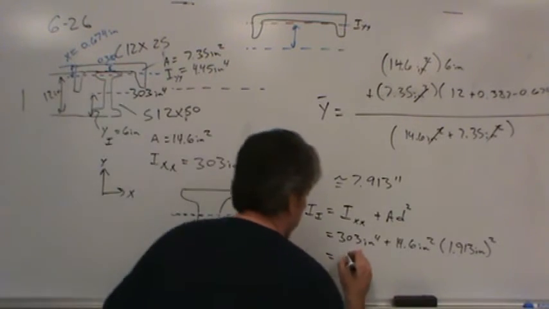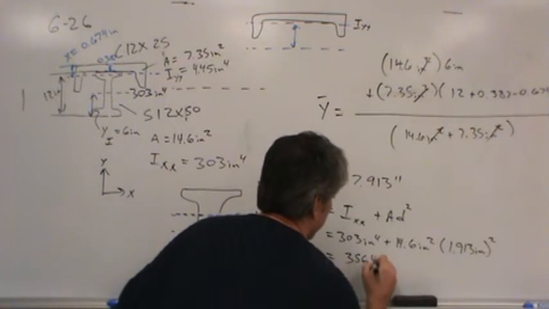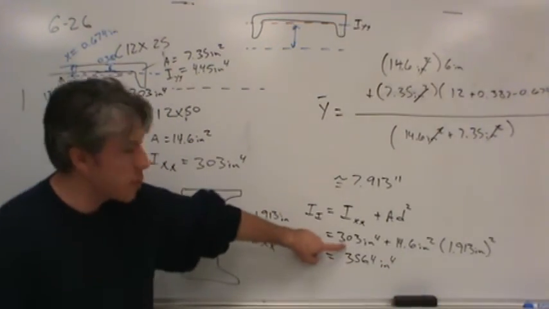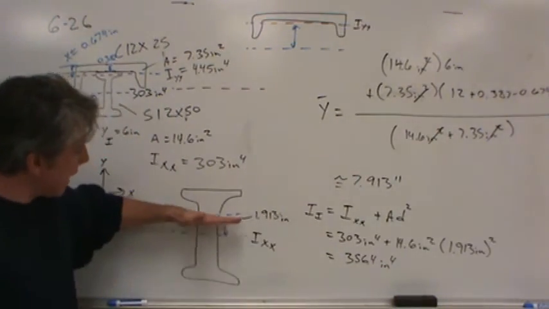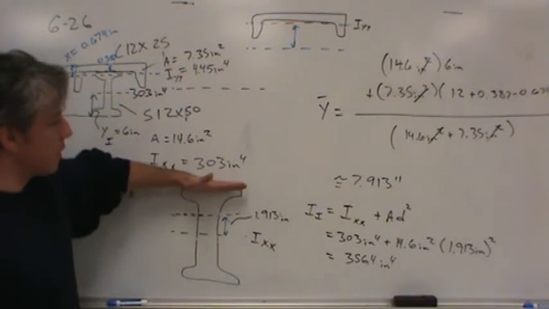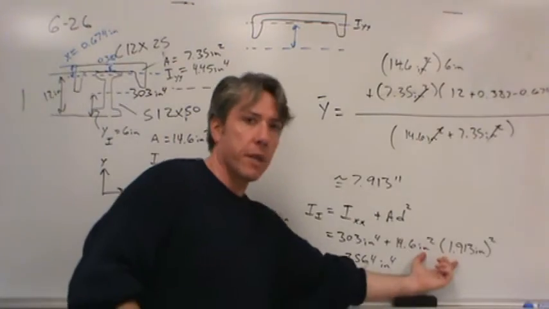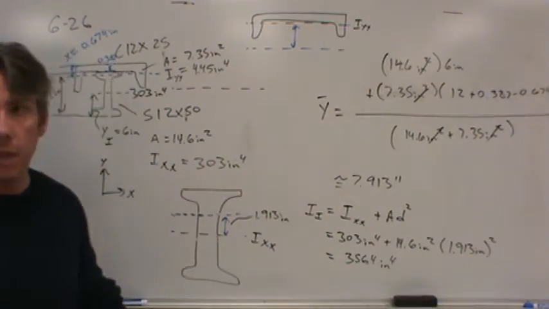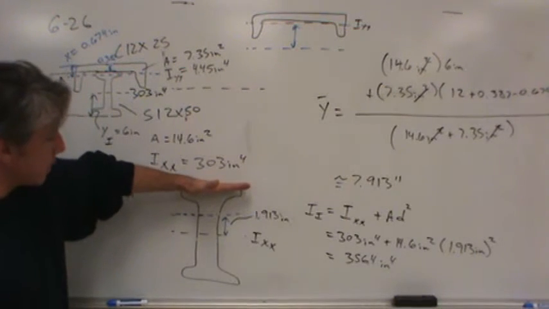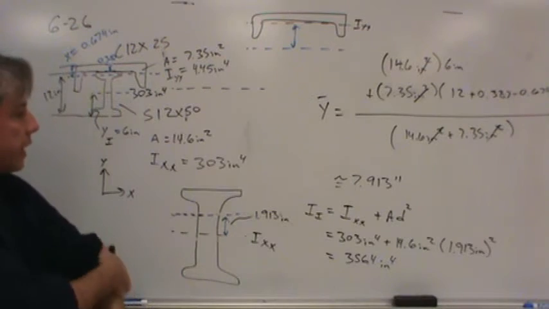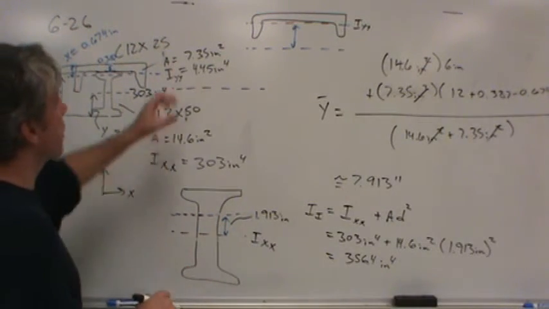356.4. Thank you. And it's not really a surprise that this is not a lot larger than just IXX because the axis hasn't been moved very far. So that makes sense. If you move the axis 6 inches, you can see how this term is going to start to get really big really quick, right? Because this is going to become 36 times 14.6. So the moment of inertia about this axis is very different from the moment of inertia about this axis. Okay? Anyway, so now let's continue with the C channel.